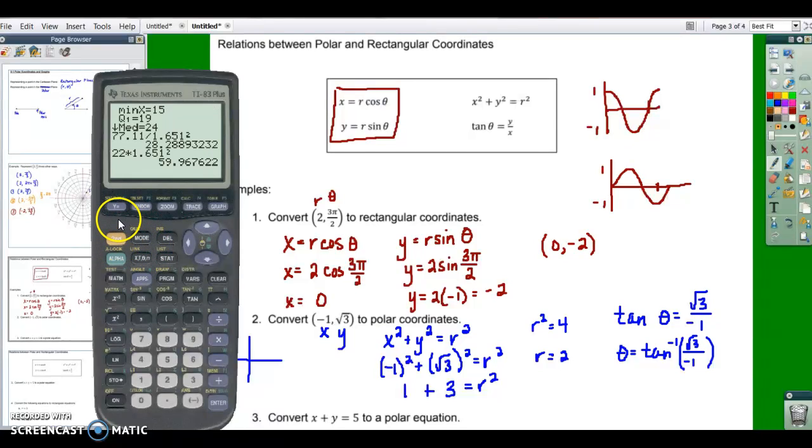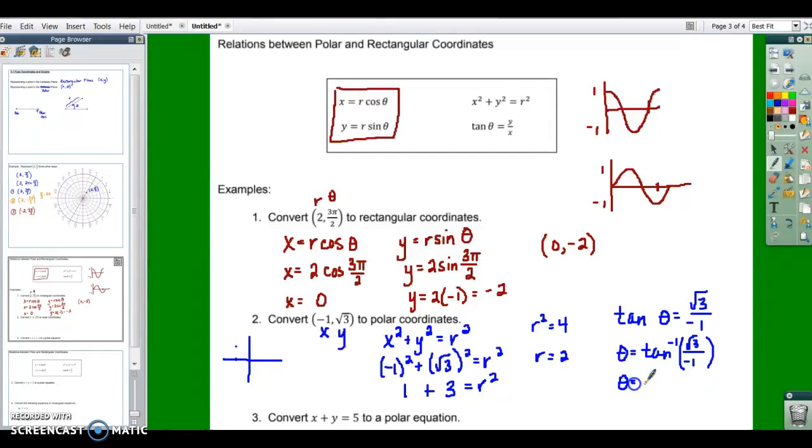And if I do second tan of root 3, close my parentheses, divided by negative 1, I'm going to get negative 60 degrees. So think about what's happening. Negative 60 degrees would put me down here in the 4th quadrant. But the problem is the original point was up here in the 2nd quadrant.